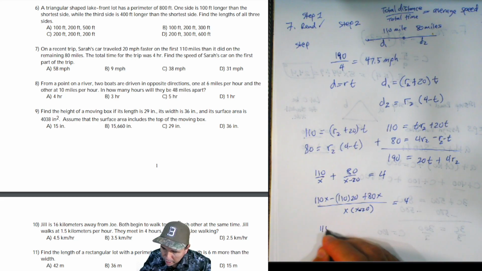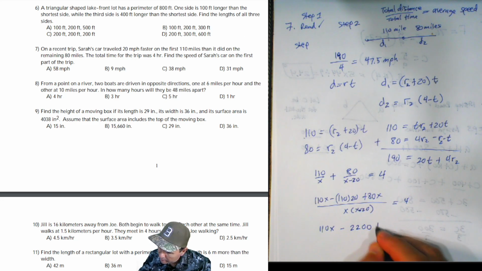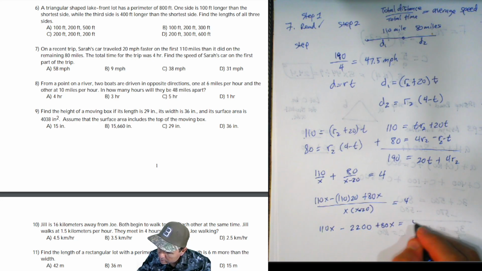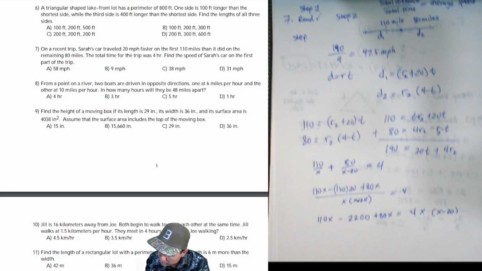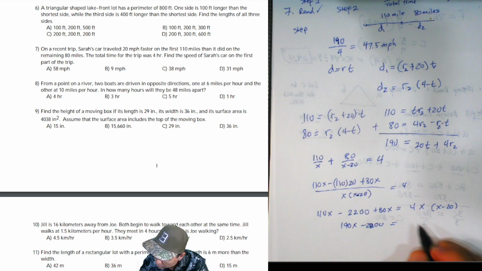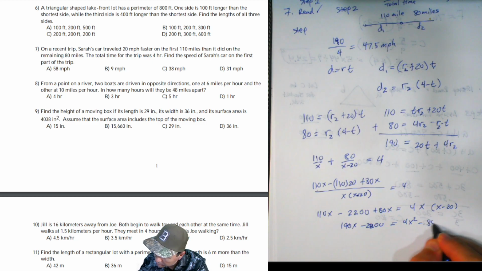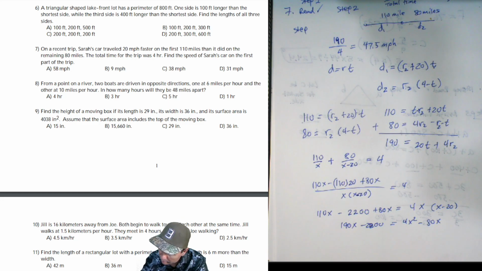So this will be 110x minus, and this would be 2200, plus 80x is equal to 4 times x minus 20. So this is going to turn into 190x minus 2200 is equal to 4x squared minus 80x. And so what I want to do now is zero out the left side, and it's going to turn into a quadratic, unfortunately.